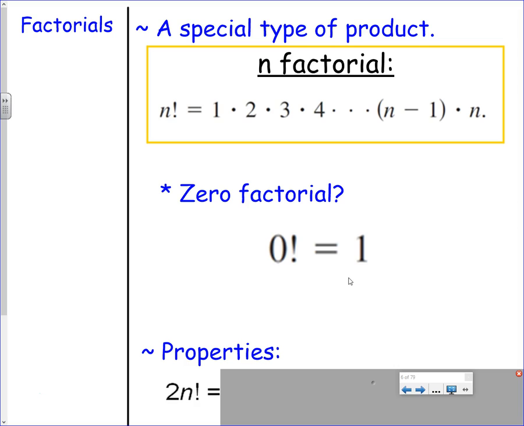we need to talk about factorials. So, factorials. What does this mean?